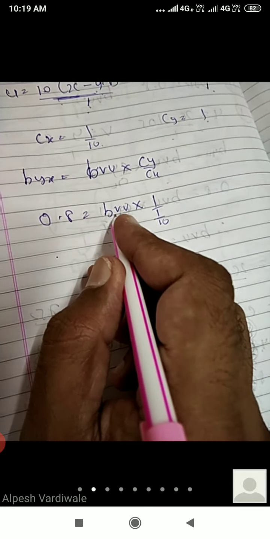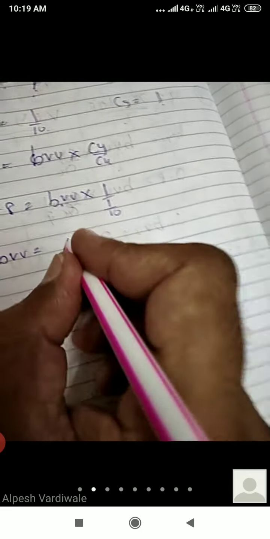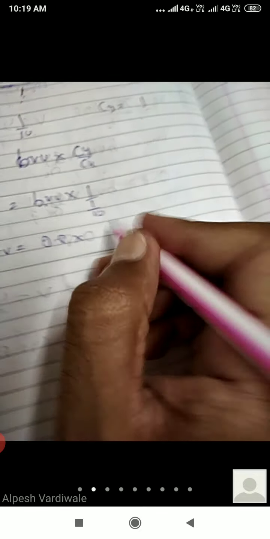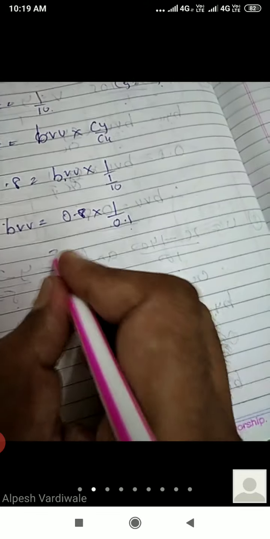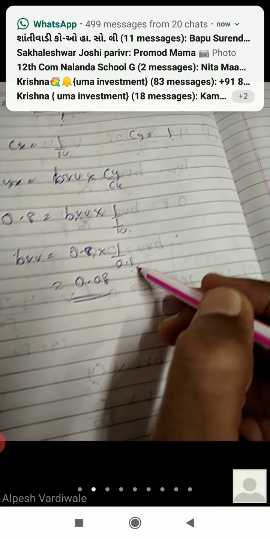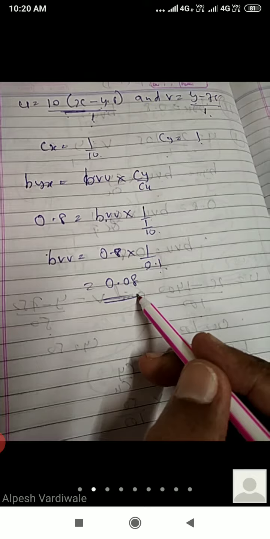So here if we find this value, bvu equals to 0.8 into, now value is here 1 by 0.1, okay, 1 upon 0.1, so value is here 10, okay. तो यहाँ पे क्या हो जाएगा, 1/10 का 0.1 हो जाएगा, so your value is 0.08. Clear all of you? Okay, so now question number 3 is finished.